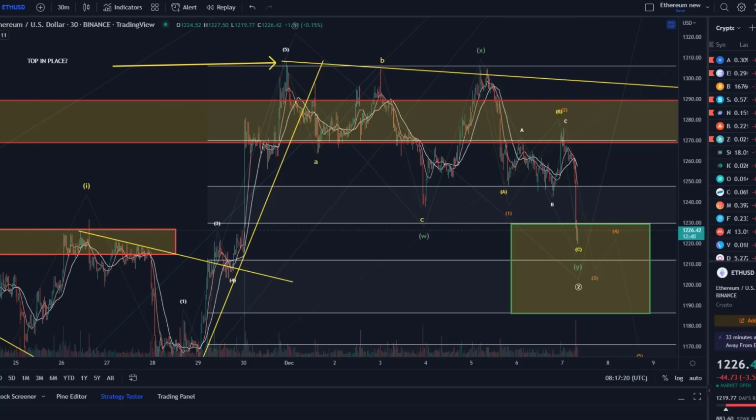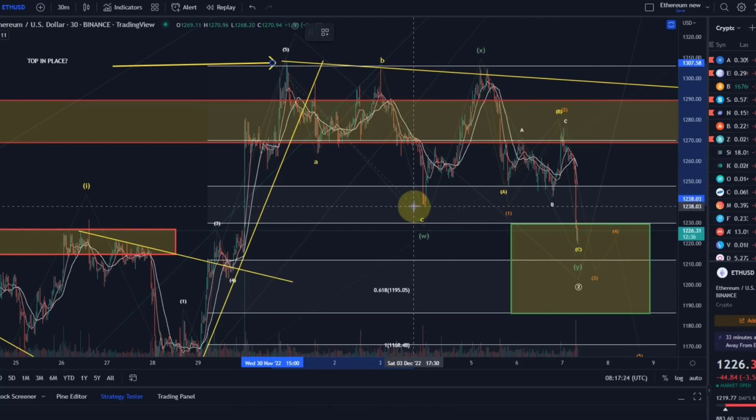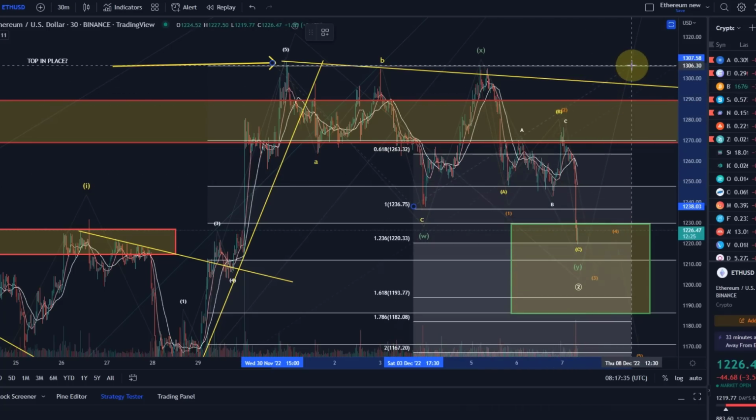I think we calculated the target for the Y wave by using the waves W and X. So the target was the 1-to-1 ratio, the first one, which was at 1236. I'm pretty sure I told you that this is probably not suitable because we already nearly reached it here. So the next target would be the 1.236 extension. We've reached that now, but it doesn't look finished yet.